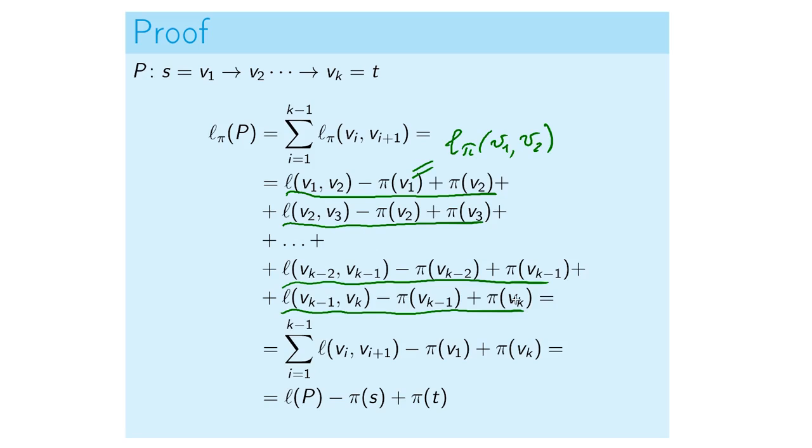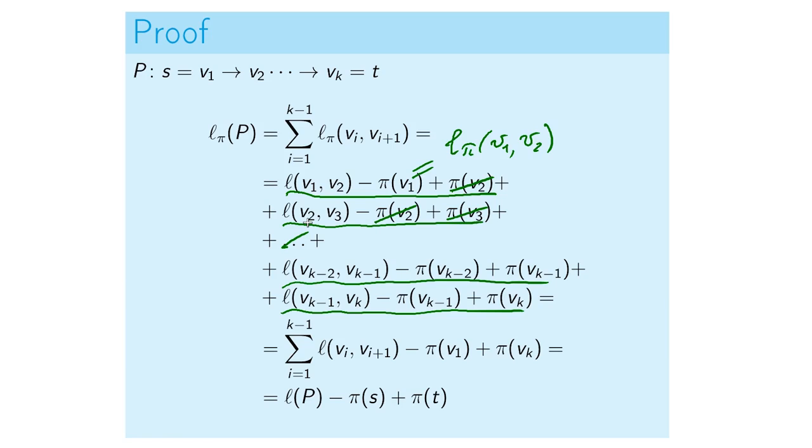So we write each edge on its own line, and now we can notice that there are summands which cancel out. For example, pi of v2 here and pi of v2 here are with different signs, so they cancel out. And the same will happen with pi of v3 and pi of v3 here.